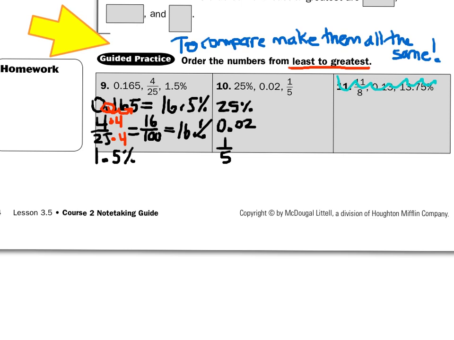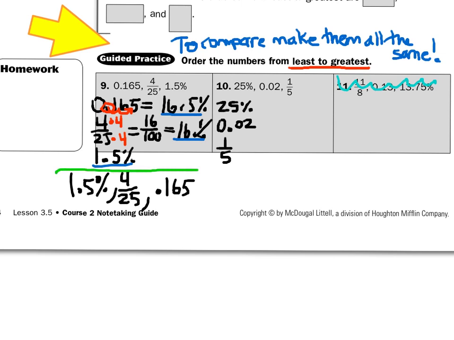So now I just have to compare these three to put them in order. So 16.5%, 16%, and 1.5%. Well, obviously, the smallest number is the 1.5%. So I'm going to write that first. 1.5% is the smallest. And then the next number I would have to write is a 16%. But remember, they gave it to me in the form of a fraction, 4 over 25. And then the biggest number there is 16.5%, and they gave that to me as a decimal, so I'll put it back in its original form, 0.165. And there I have all of those numbers in order from least to greatest.